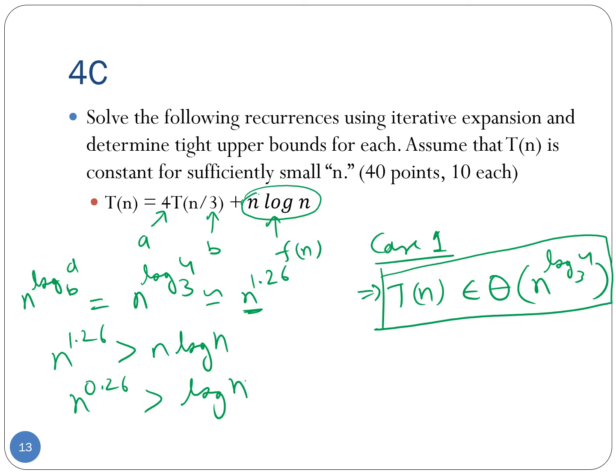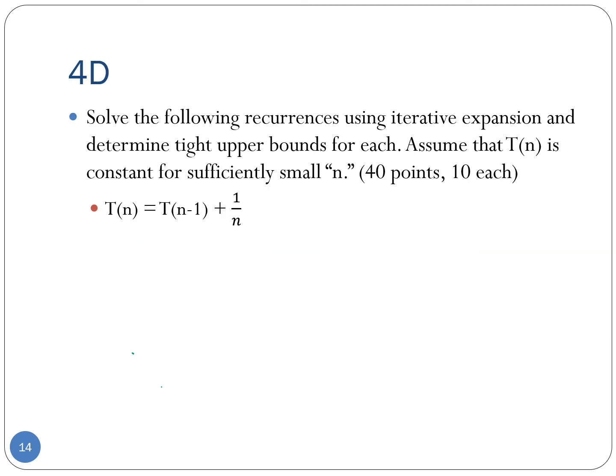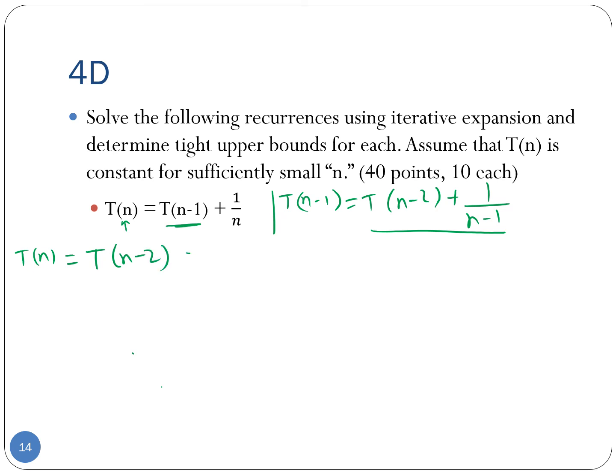Okay, so once again, here is the next recurrence. Let's expand this as usual. Let's substitute n minus 1 here. We get T of n minus 1 is equal to T of n minus 2 plus 1 upon n minus 1. Now let's substitute this back in the recurrence. We get T of n is equal to T of n minus 2 plus 1 upon n minus 1 plus 1 upon n.